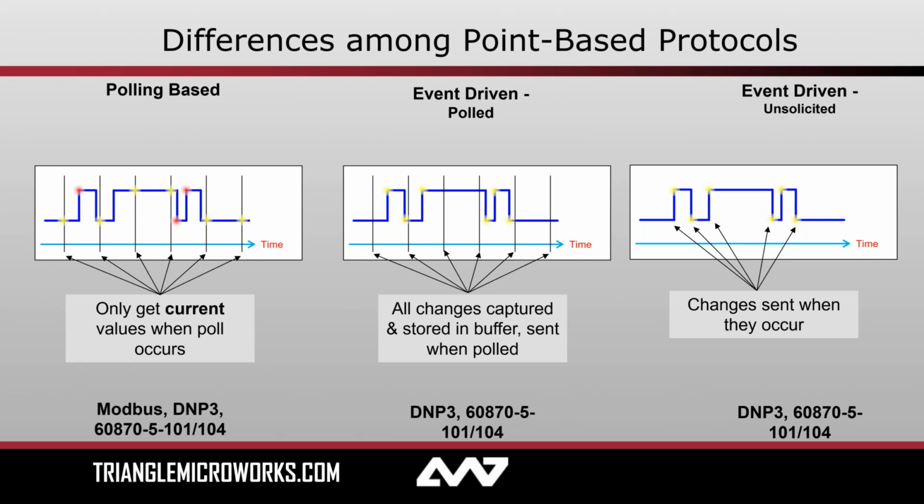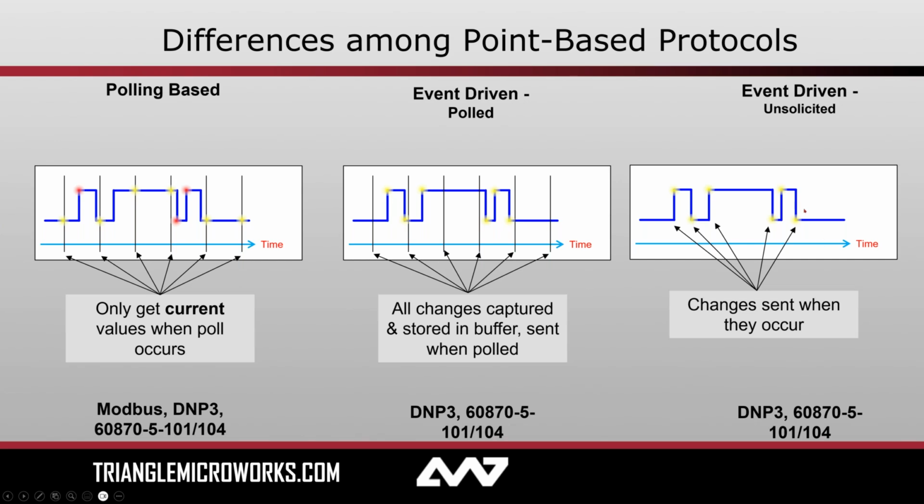Now, I can increase my polling rate, but there's always an opportunity to miss data if it's changing fast enough. In an event-driven style system, or at least event-driven polled, I'm still asking for data at periodic intervals, but both of these changes are going to be packaged together and sent to me when I ask for them, and I'm no longer missing that data. And because I have metadata, I can know when that change occurred by the timestamp.